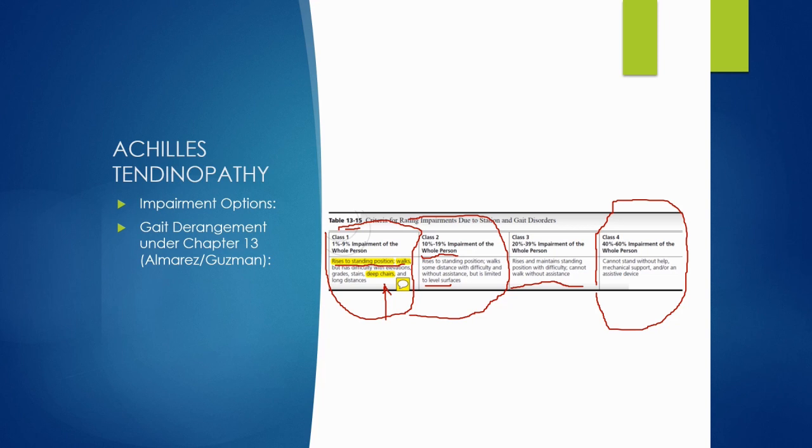So these generally won't apply to Achilles tendinopathy cases, but certainly your impairments Class 1 through Class 3 could apply and may provide the most accurate description of the gait disturbance that your examinee presents with. And this may be an attractive option for you because it allows you to escape Chapter 17.